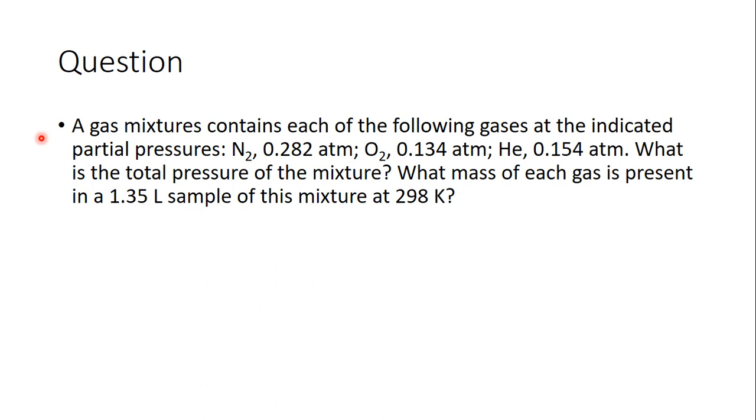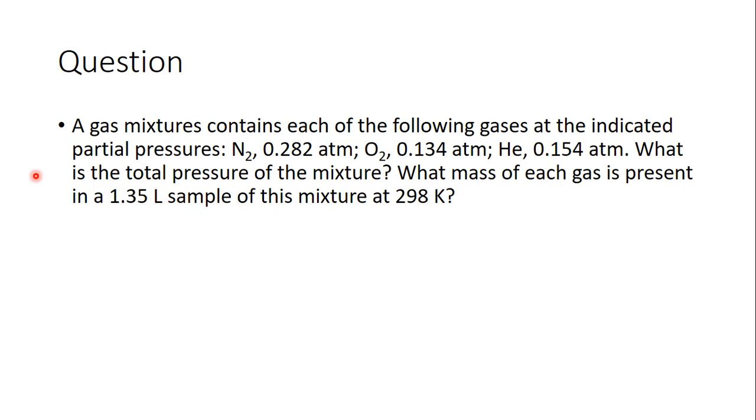So let's see if we can use this idea. We have a gas mixture, and each of the following gases has this partial pressure. Nitrogen, 0.282. Oxygen, 0.314 atmospheres. Helium, 0.154 atmospheres. One, tell me what the total pressure of this mixture is. And two, tell me what mass of each gas is present in 1.35 liters of this mixture at 298 Kelvin. So try and figure that out. Pause the video, see if you can work it out. Come back when you have an answer.